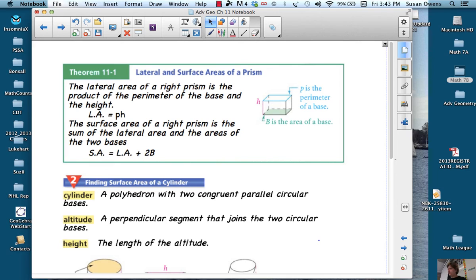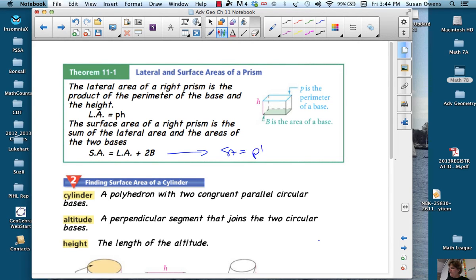So these are the formulas for a prism. The lateral area of a right prism is the product of the perimeter times the height. And then the surface area is the lateral area plus 2 bases. Once you get to that point, if you want to remember that the surface area is the perimeter times the height plus 2 bases, that's fine. What I like about this formula here is it works for cylinders also, which we're going to do next.